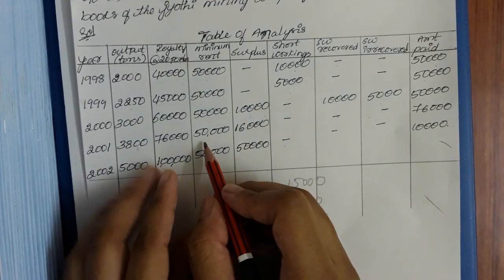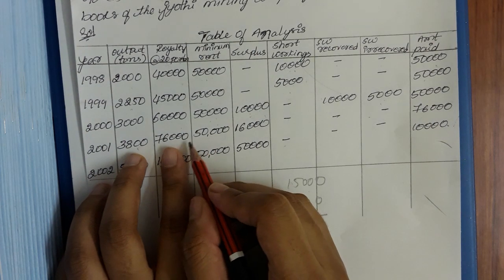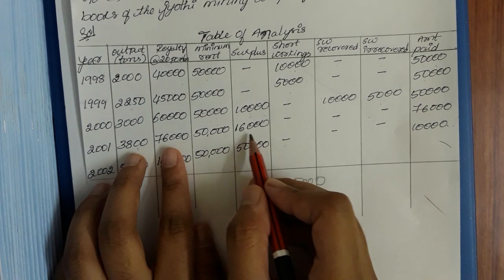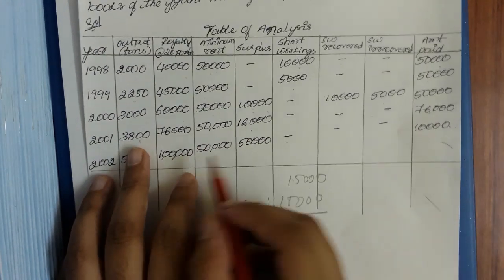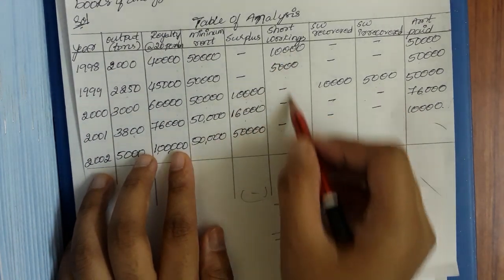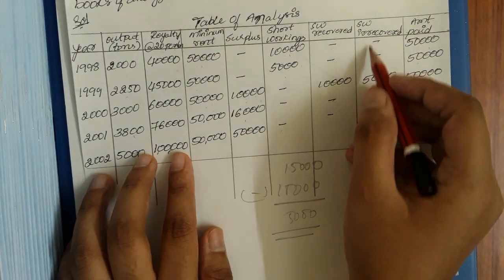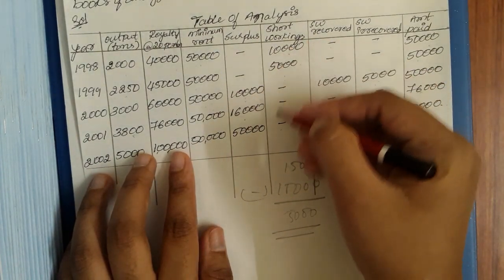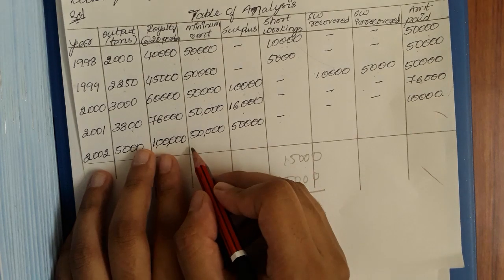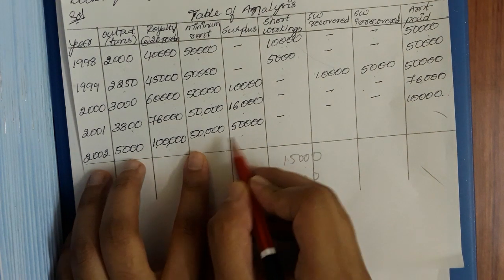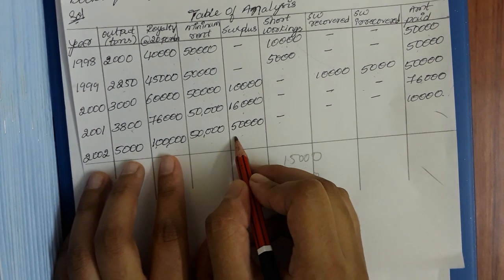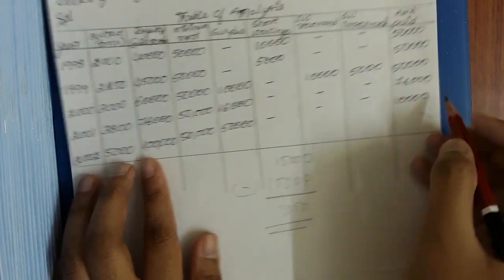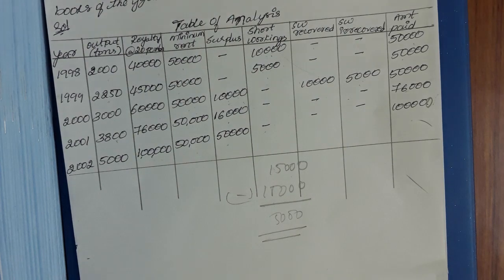Okay, in the fourth year, royalty is more than minimum rent. You have a 16,000 surplus, you will be paying minimum rent plus surplus, 76,000. Because there is no recoupment, there are no short workings in the previous year. So in the fifth year also, 50,000 is the surplus, 1 lakh is the royalty and 50,000 is the minimum rent, 50,000 surplus. So you will be paying 1 lakh rupees. Hope you have understood the table of analysis.